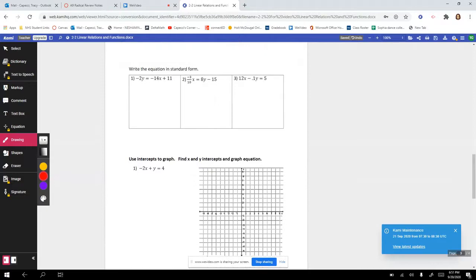All right, let's take a look. We're going to write this in standard form. So remember, I want the coefficients to x and y on one side and our number, or constant, by itself on the other side. So I'm going to add 14x in this problem to each side, and I have 14x minus 2y is equal to 11.